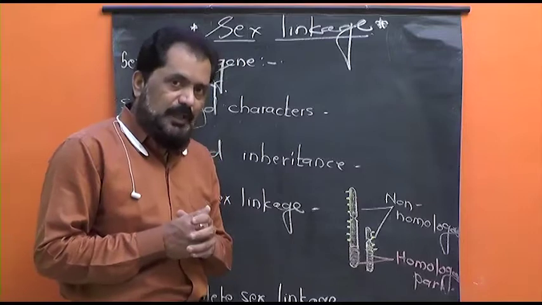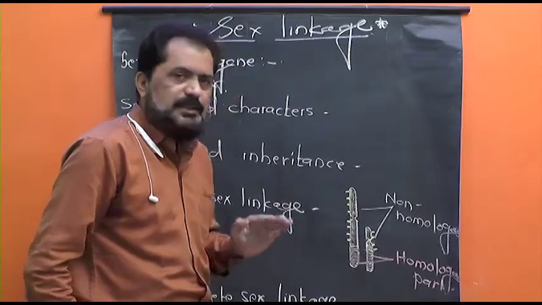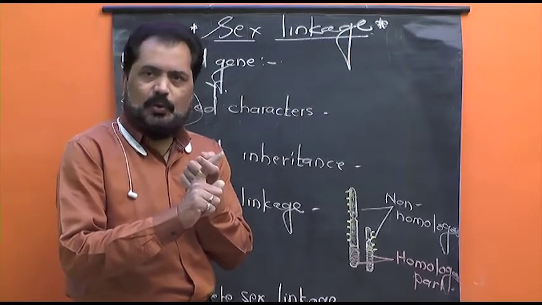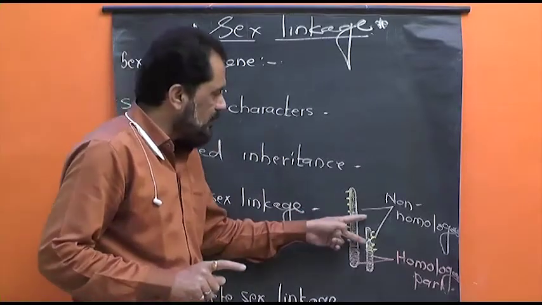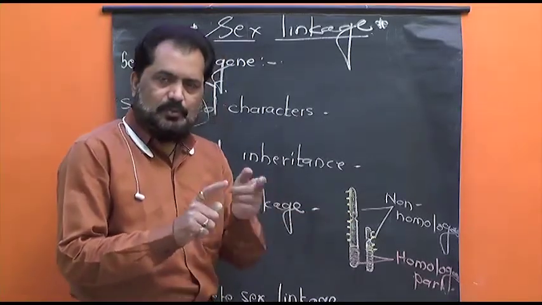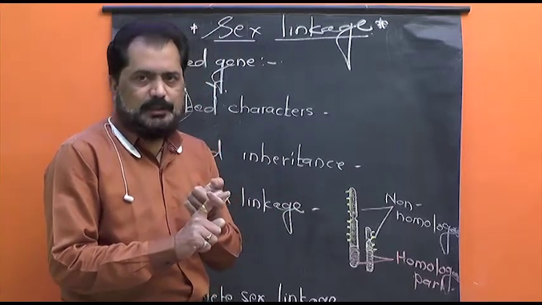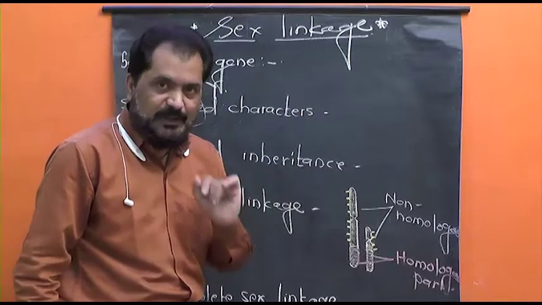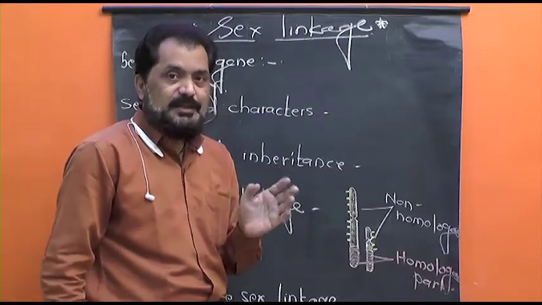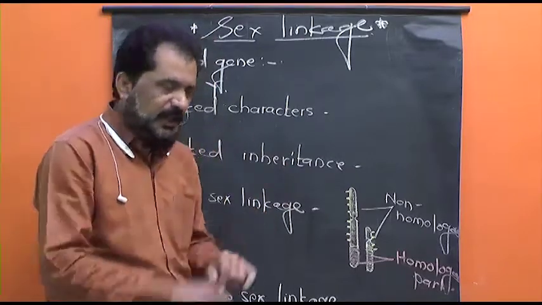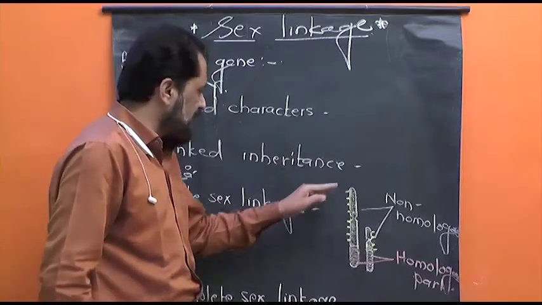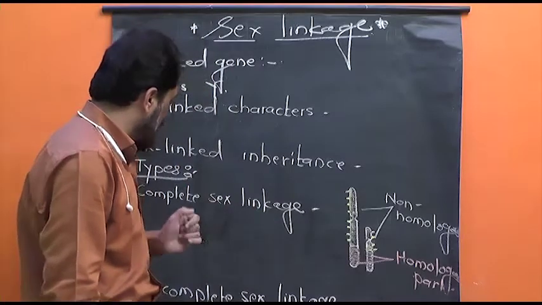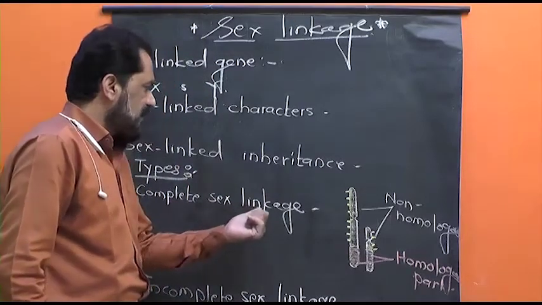Why? Because non-homologous parts do not show crossing over. त्यांच्यामध्ये क्रॉसिंग ओव्हर होत नाही. नॉन होमोलॉगस रिजनमध्ये X आणि Y क्रोमोझोमच्या क्रॉसिंग ओव्हर होत नाही. म्हणजेच काय? There is no chance of genetic reshuffling. There is no chance of genetic recombination, and that's why the genes present on non-homologous parts of X and Y chromosomes show complete sex linkage.